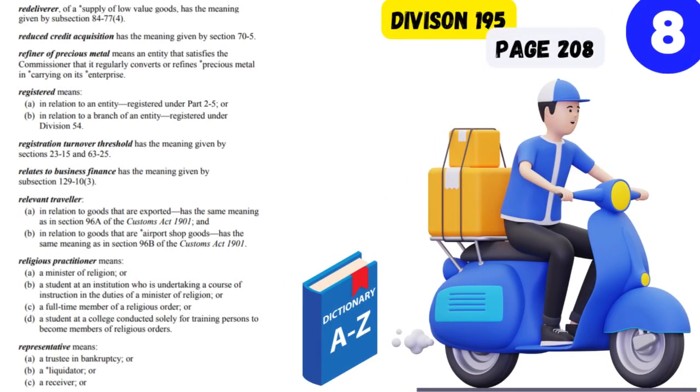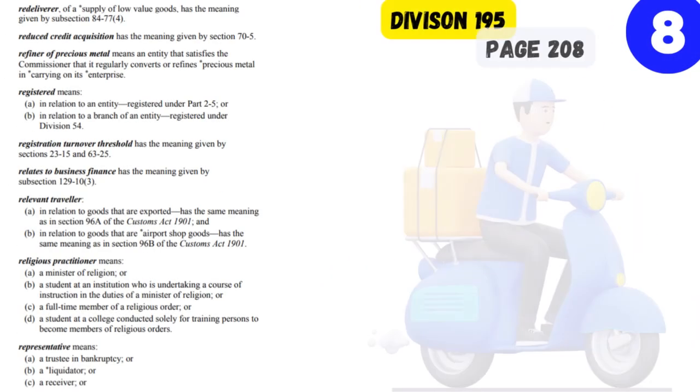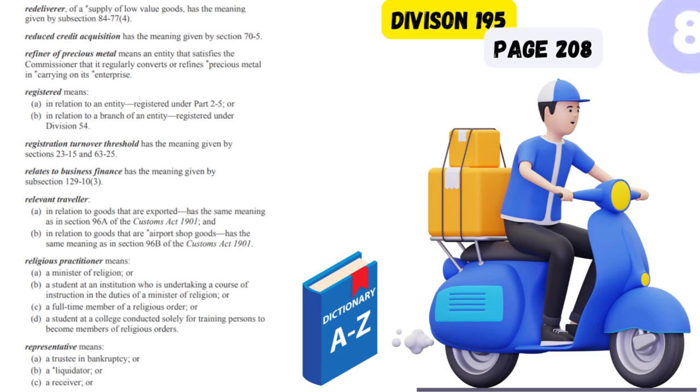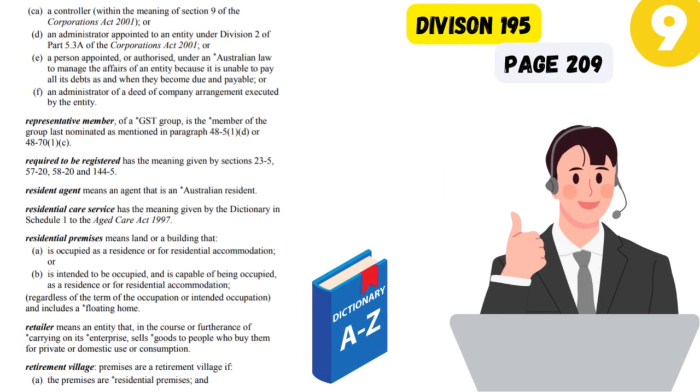Next page for this video. Page number 208, word number 59. Redelivered. 60. Reduced credit acquisition. 61. Refiner of precious metal. 62. Registered. 63. Registration turnover threshold. 64. Relates to business finance. 65. Relevant traveler. 66. Religious practitioner. 67. Representative.